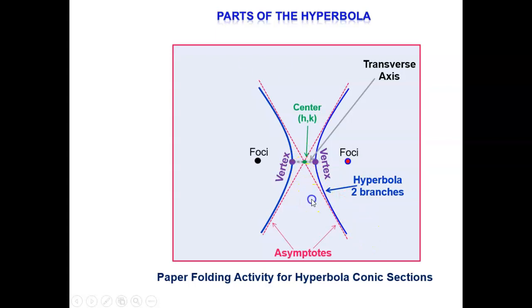Now, if you go perpendicular to the transverse axis, there is a second axis here. It's called the conjugate axis. Remember, we had two axes in an ellipse. We had major and minor. Well, in a hyperbola, we have transverse and conjugate.